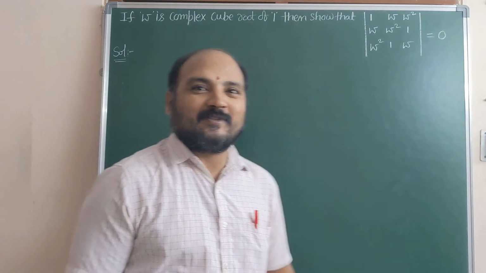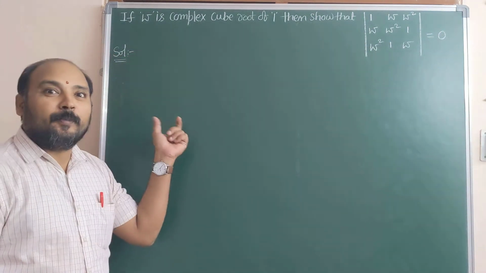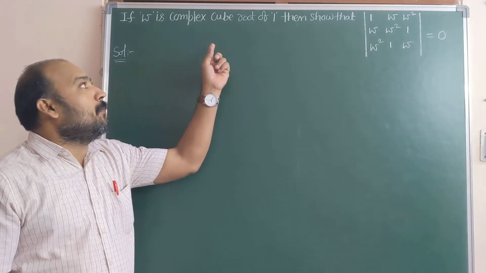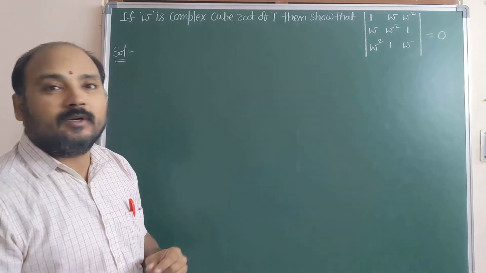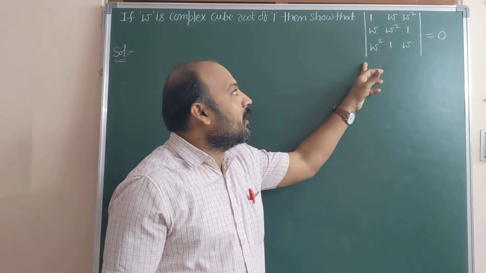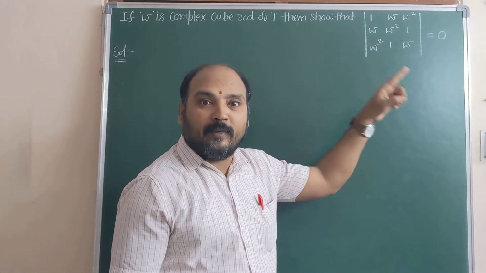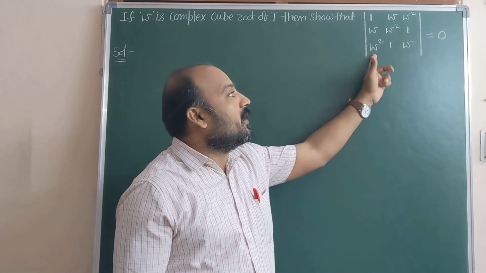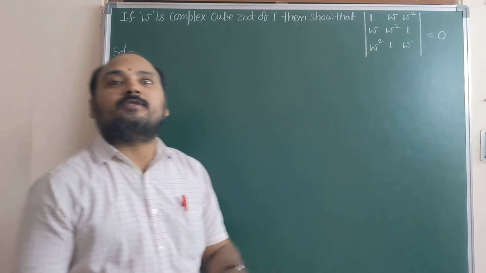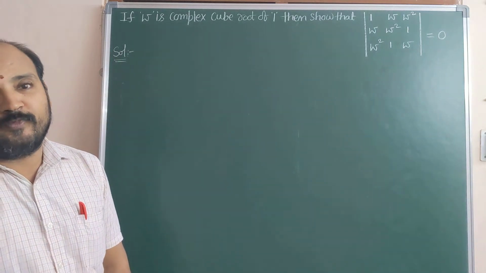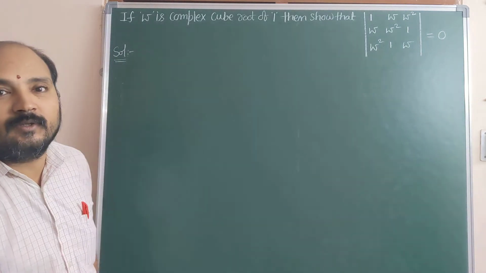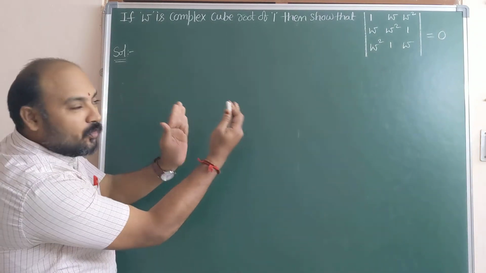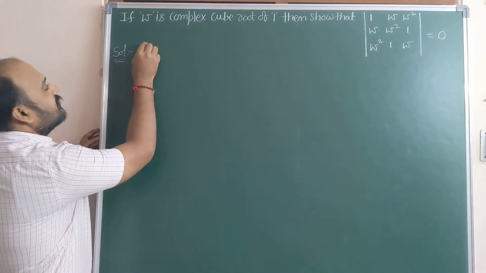The next question, dear students, very important for VSAQs. If omega is the complex cube root of 1, then show that the determinant of [1, omega, omega square; omega, omega square, 1; omega square, 1, omega] equals 0. So they are asking to prove this result. That means for LHS, they are asking to prove the determinant equal to 0, no?